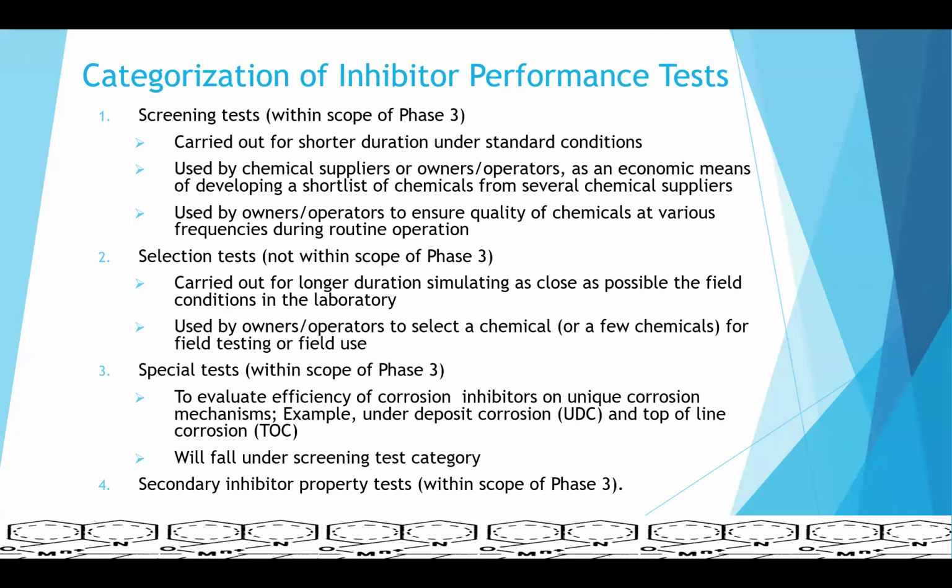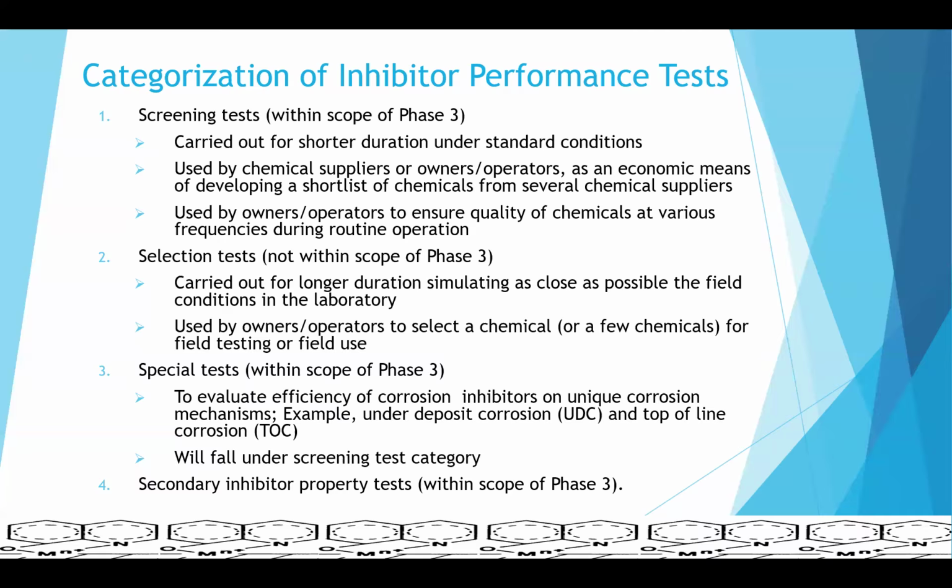The normal screening tests are good for evaluating general corrosion as well as pitting corrosion rate. We need to use special tests to evaluate efficiency of corrosion inhibitors to control unique corrosion mechanisms such as under-deposit corrosion and top-of-the-line corrosion. So these tests also fall under the screening test category, and they are considered in the JIP as special tests.